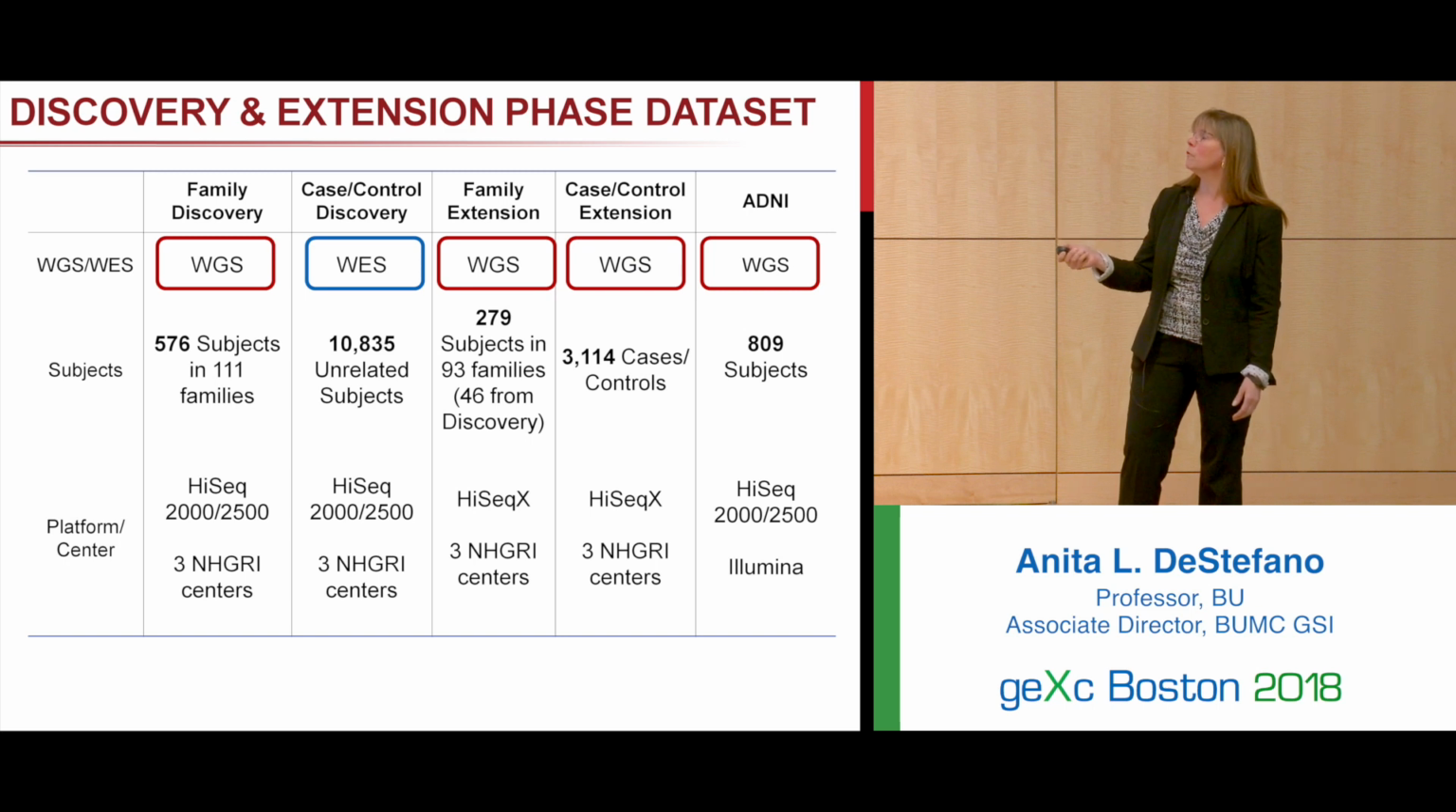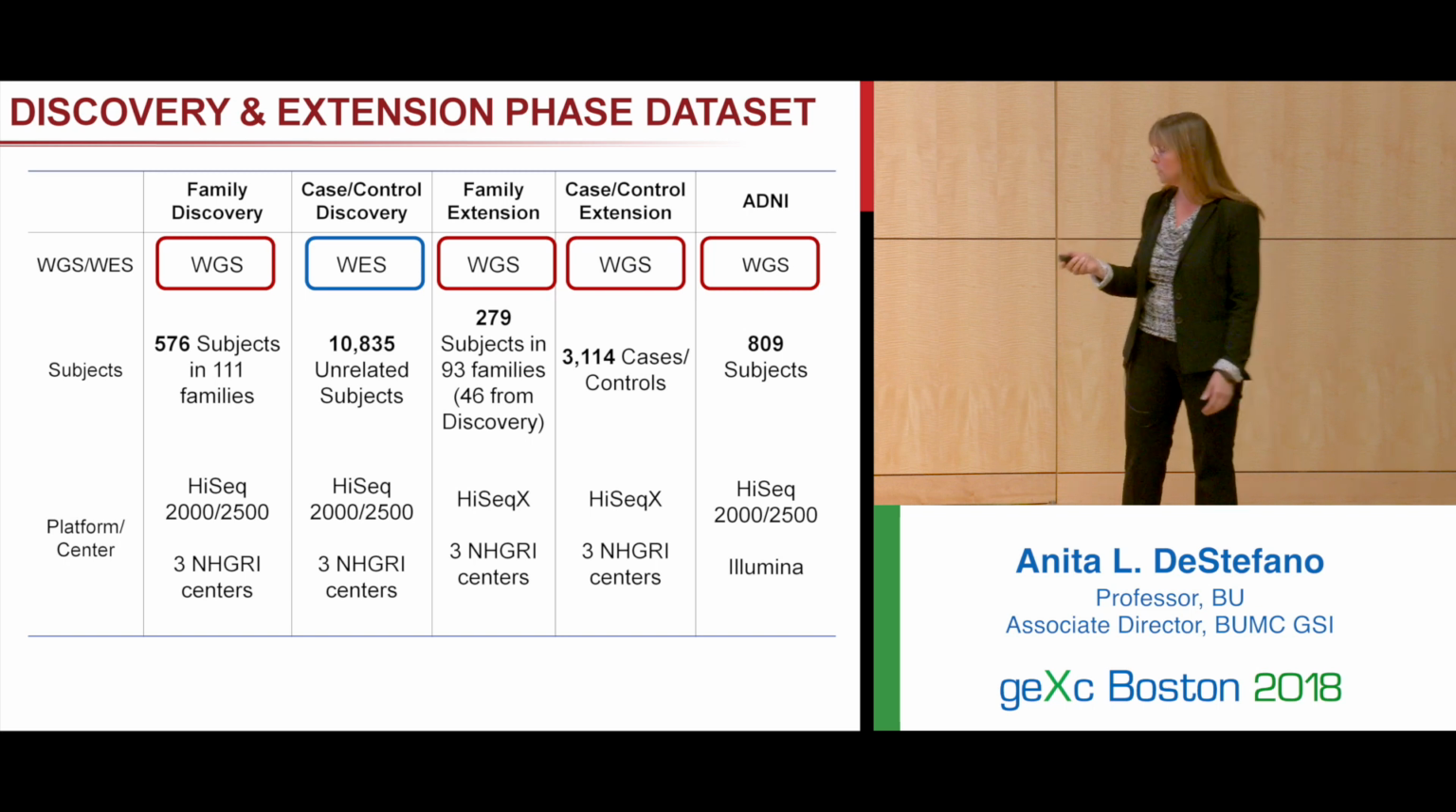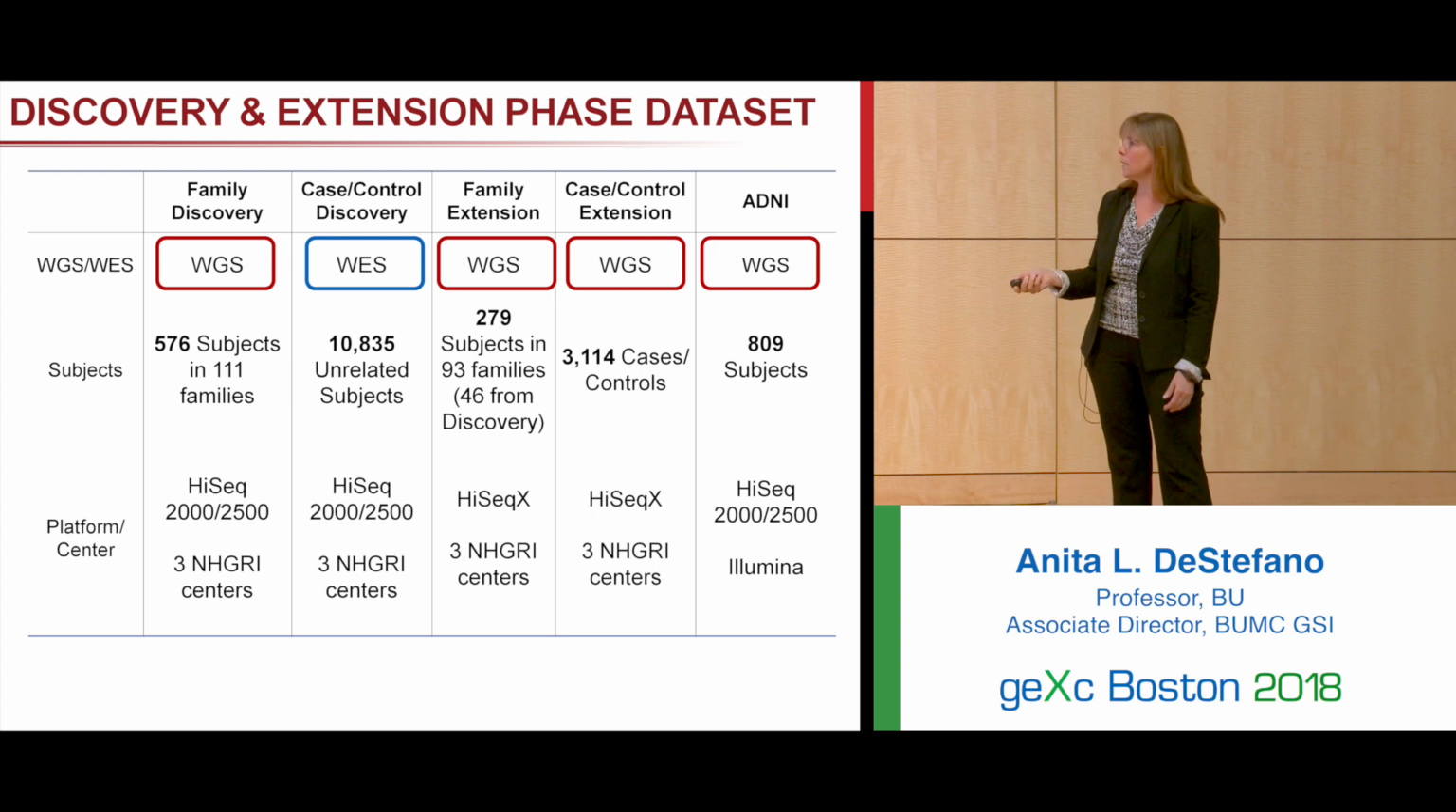So here, in terms of whole genome, there are roughly 4,800 samples. One thing, though, that you can notice is that there are multiple sequencing centers. So these samples were split among the 3 NHGRI centers. The ADNI data was done at Illumina, and the platform has shifted over time.